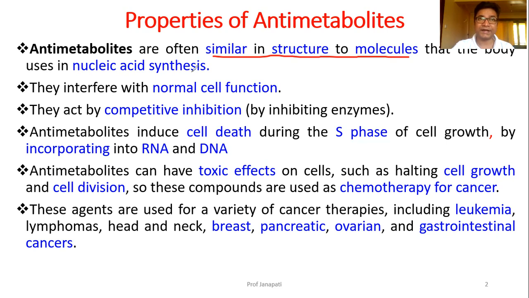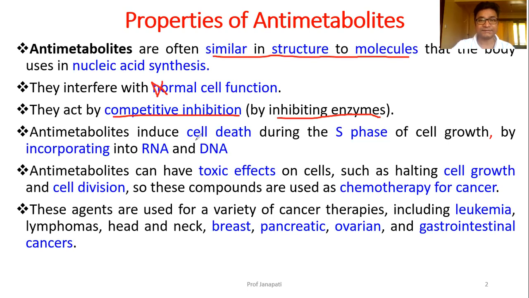So if this DNA and RNA replication becomes excessive, you get cancer. Because of structural similarities, with few functional groups different, they block normal functions. So there is no DNA RNA synthesis. How do they block? They block by inhibiting enzymes, by competitive inhibition. When there is competition, the concentration plays a very important role. So they are competitive blockers.